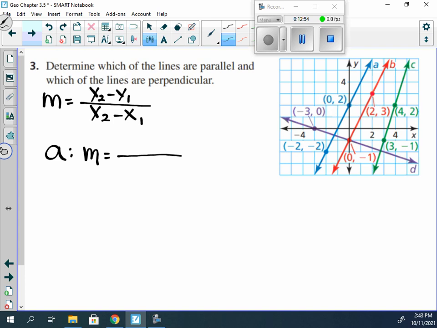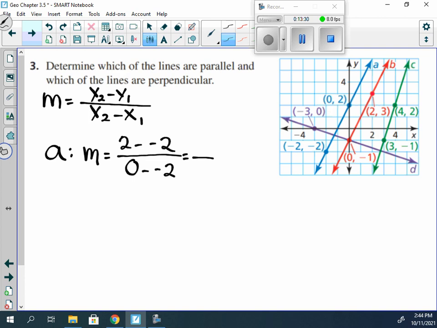So we can start off by finding the slope of line A. Now the slope of line A, we would need our 2 points, which here is 0, 2, and negative 2, negative 2. So on top we would have what? So 2 minus negative 2. On bottom we would have 0 minus negative 2. Because since we picked positive 2 first, its x value has to go first as well.